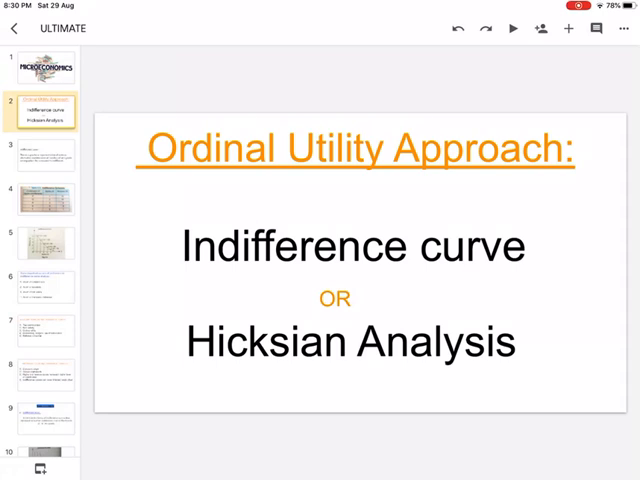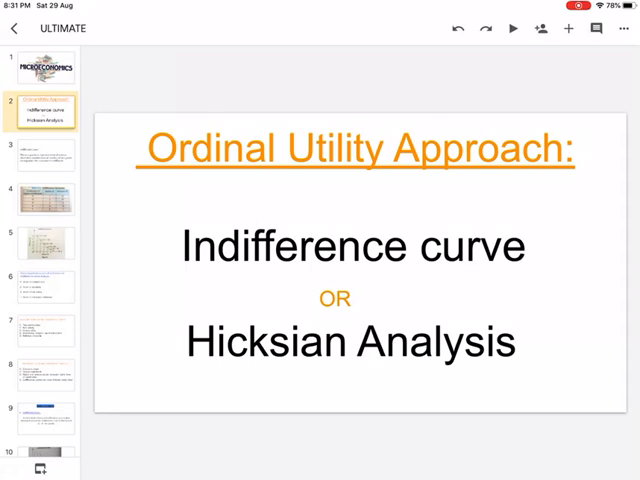Allen were popularly known as Hicks and Allen, and in 1934, they had written an article, and the name of the article, I quote, is A Reconstruction of the Theory of Value, unquote, and in it, they had presented the indifference curve analysis. And like I said, they were of the opinion that the cardinal measurement of utility is not a very realistic approach.